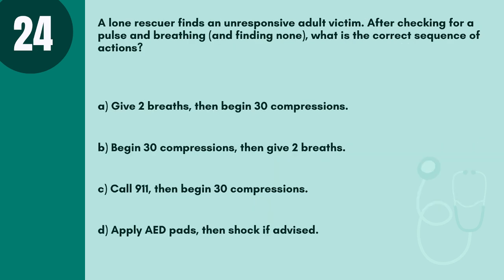Question 24. A lone rescuer finds an unresponsive adult victim. After checking for a pulse and breathing, and finding none, what is the correct sequence of actions? A. Give 2 breaths, then begin 30 compressions. B. Begin 30 compressions, then give 2 breaths. C. Call 911, then begin 30 compressions. D. Apply AED pads, then shock if advised.